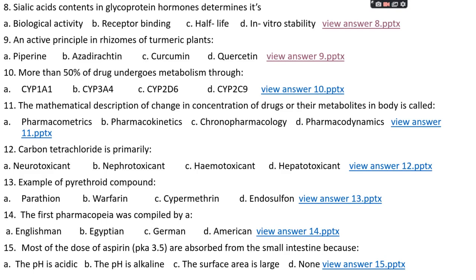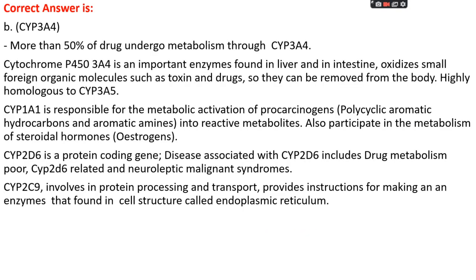Question number 10. More than 50% of drugs undergo metabolism through: option A, CYP1A1; option B, CYP3A4; option C, CYP2D6; option D, CYP2C9. The right answer is option B, that is CYP3A4. More than 50% of drugs undergo metabolism through CYP3A4.